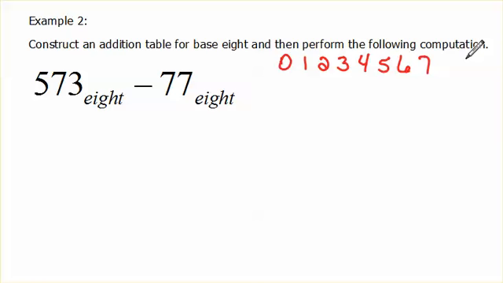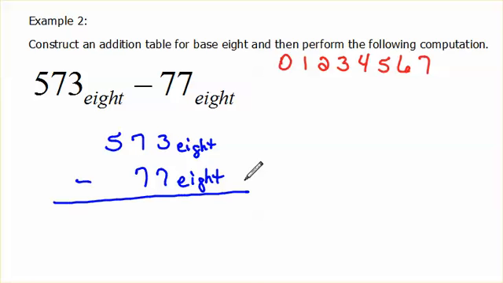Alright, hopefully you did what I asked and you attempted this problem on your own. That will help you to see whether you're starting to understand. But let's go ahead and go through this together. Here we have 573 base 8 minus 77 base 8.